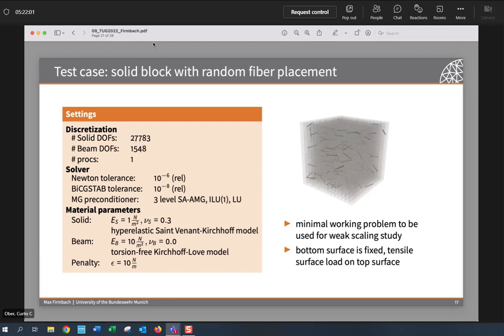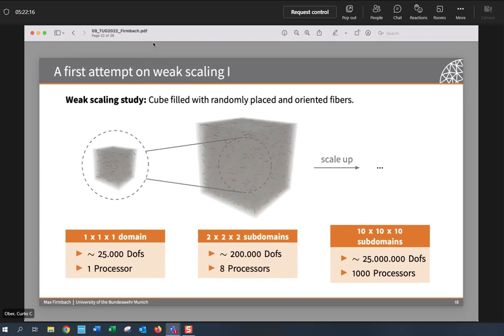We use one processor for this, and we set some solver tolerances, some material parameters, and we're good to go. And what we are using this really for, you can see on the next slide. So we set up a weak scaling study for this problem. What I described is our 1 by 1 by 1 domain, and then we scale it up in all directions to end up with a 2 by 2 by 2 domain, where we use 8 processors and multiply the degrees of freedom by 8.